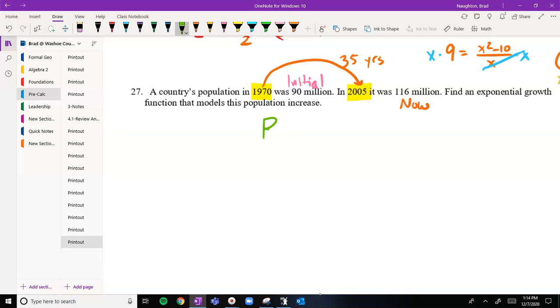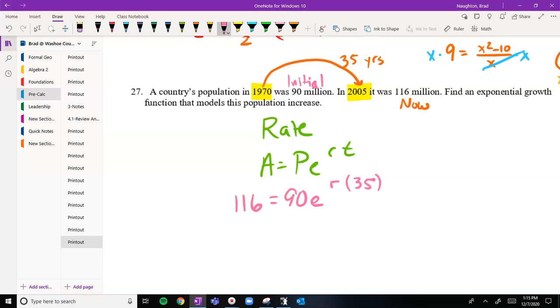It says find the exponential growth function. So the big thing that we are missing is the rate. Because we are looking for the rate, we're going to use our PERT equation. So A is equal to P e to the rt. We're not going to use the other one, when it was r over n, because that's for money specifically. Alrighty, so at 2005, we have 116, and we'll just realize that that's million. I don't feel like writing those out. And then it's going to be e to the rate that I'm missing, and the time was 35 years.